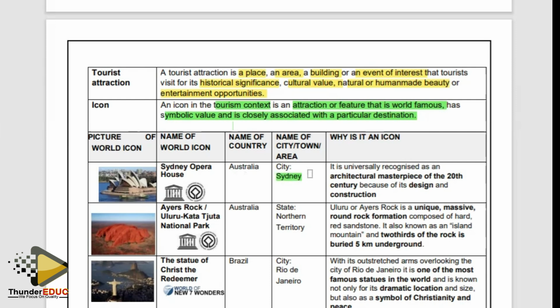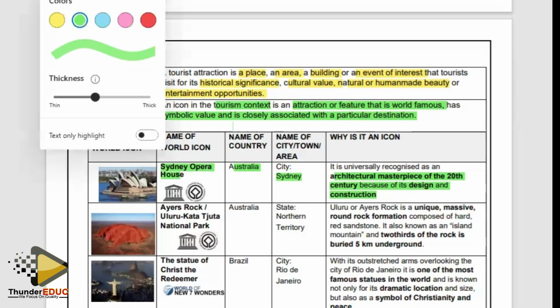When it comes to the reasons why it is an icon, it is universally recognized as an architectural masterpiece of the 20th century. This is one of the best buildings built in the 20th century because of its design and also its construction. Its construction lasted quite a number of years. Its appearance is also unique, so no wonder it is considered an icon. That is the first icon which you need to know: the Sydney Opera House, located in Australia.